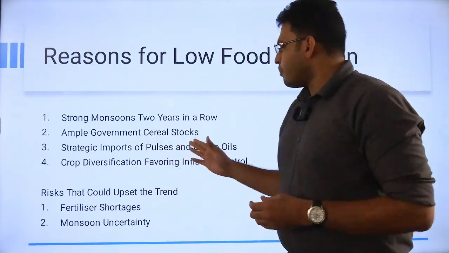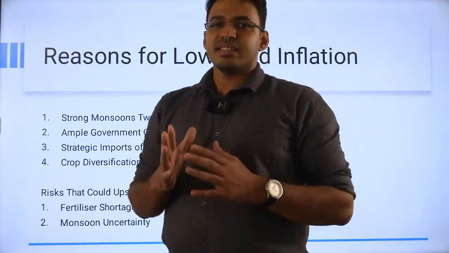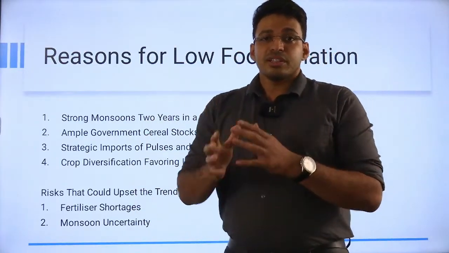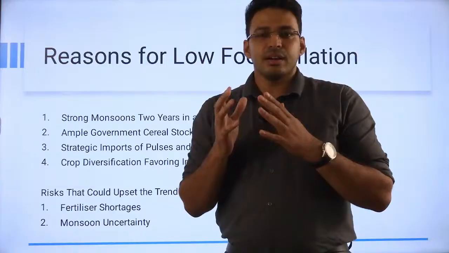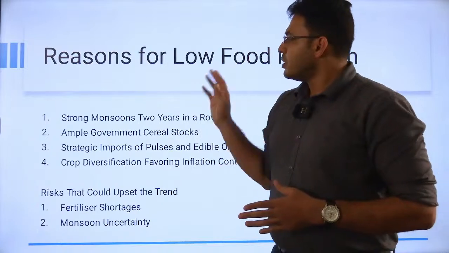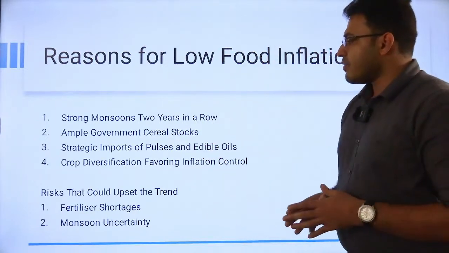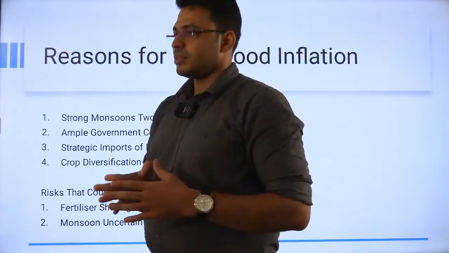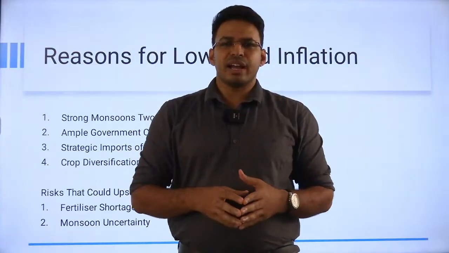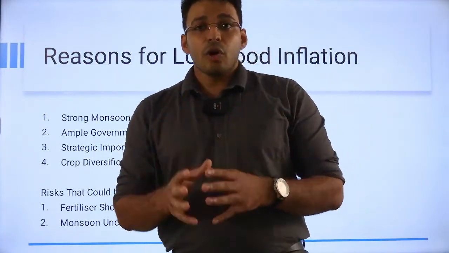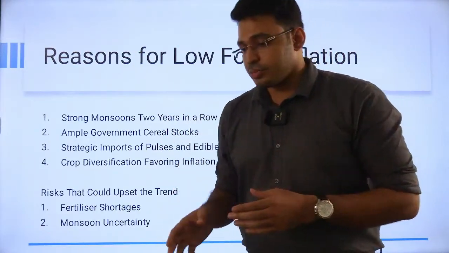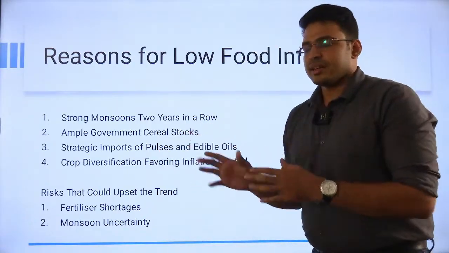And a strategic import of pulses and edible oils, it was nearly zero or very low import duty on cereals and pulses. So that also contributed to the lessening of prices, or arresting the price of import, and contributed to low food inflation. And the crop diversification, the change from less profitable crops to maize for ethanol blending and all, contributed to arresting the price or lessening the food inflation.